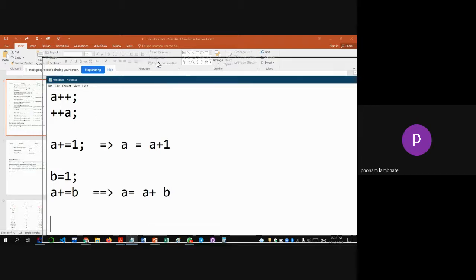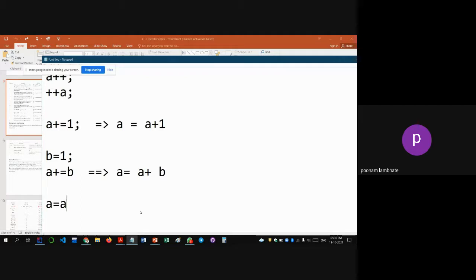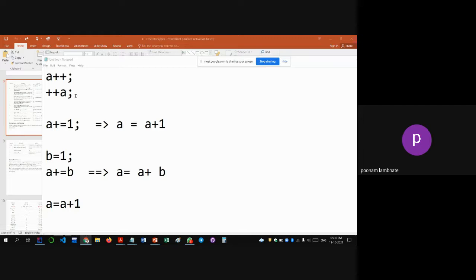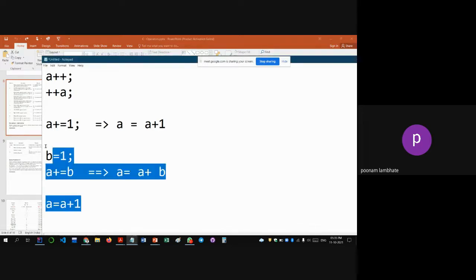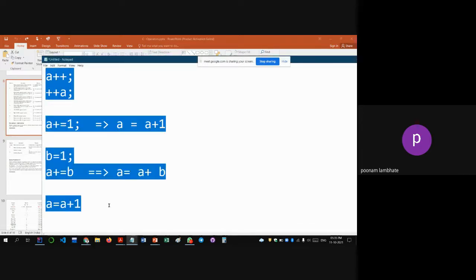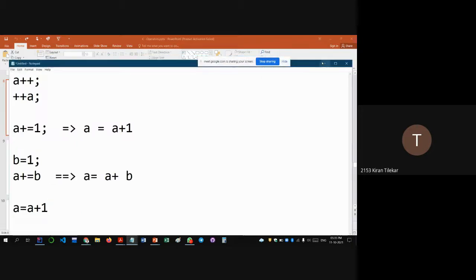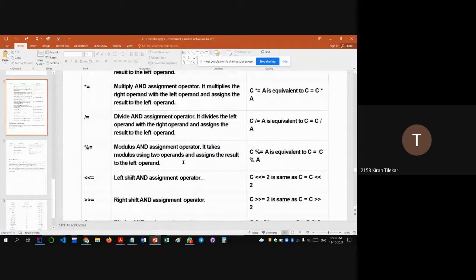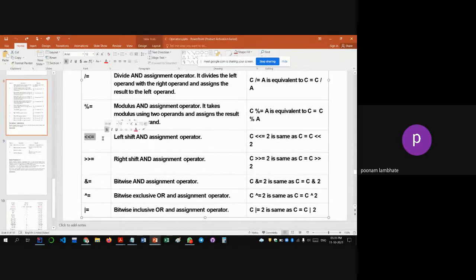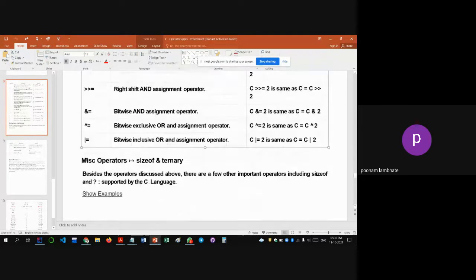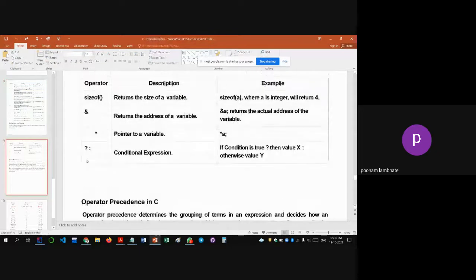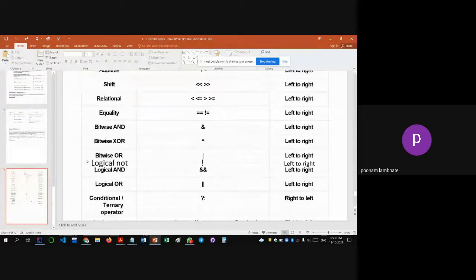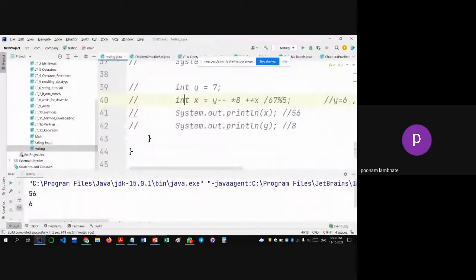Then there is a possibility that you may directly write A is equal to A plus 1. So all these are your intention to do the same thing, increasing the value of A by 1. Have you got all these ways of doing the same thing? Yes. Okay. Similarly, left shift and right shift you can do by this shortcut, which we'll see in our programs. So let us see the programs now.